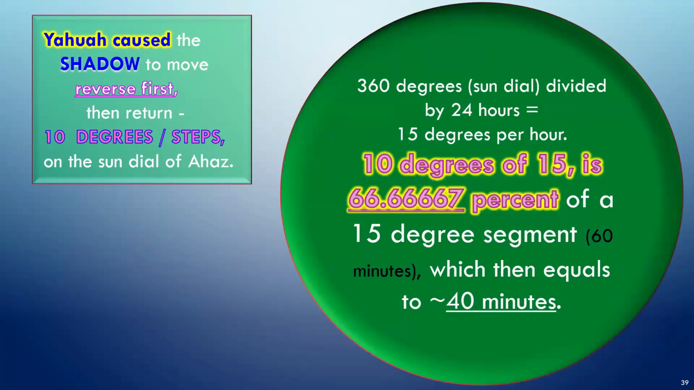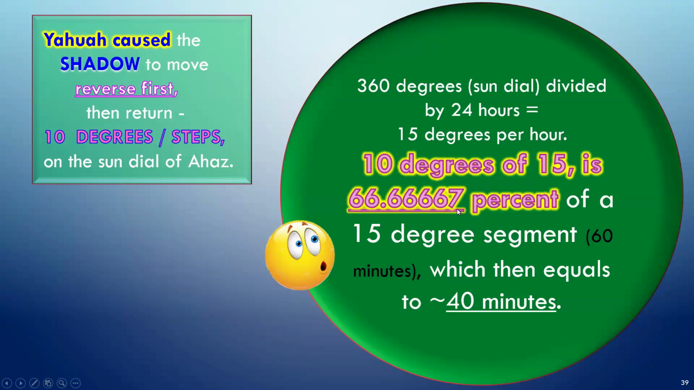360 degrees, that's what's on a sundial, divided by 24 hours. That gives us 15 degrees per hour. What about that 10 degrees? 10 degrees of 15 degrees is 66.66667% of a 15-degree segment, which is 60 minutes, which then the 10 degrees equals about 40 minutes. I hope you noticed the multiple sixes in this equation or this answer.